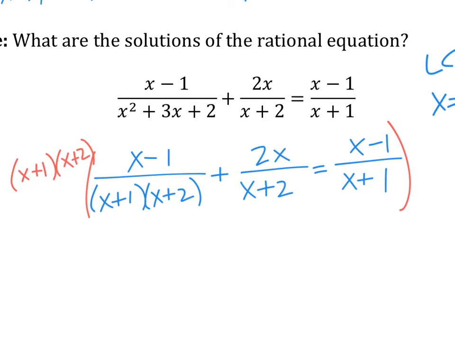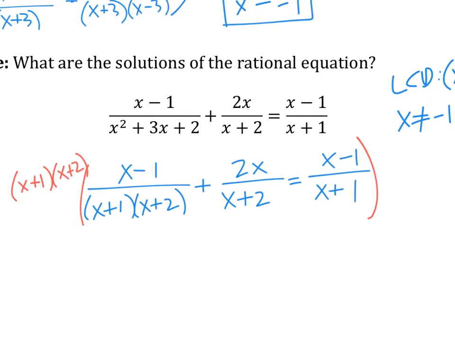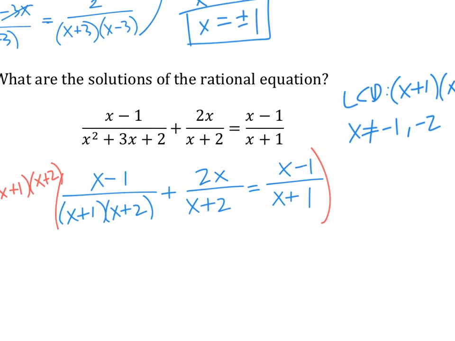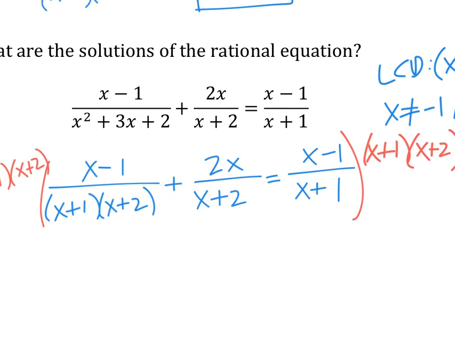Even though we have x plus 1 and x plus 2 in the first one, why do we have to multiply? We want to get rid of all the fractions all at once. So you multiply it by the least common denominator so they can all be eliminated. All right, go ahead and distribute, cancel, and try to solve. Let me know when you're done.